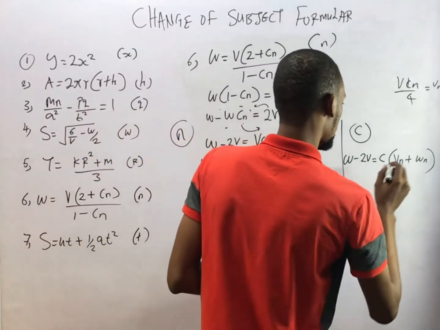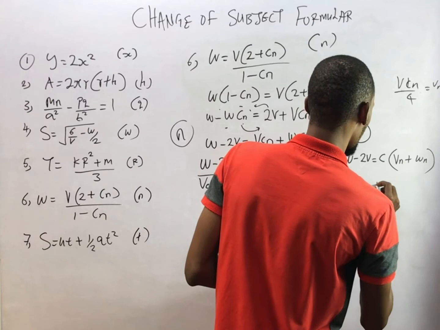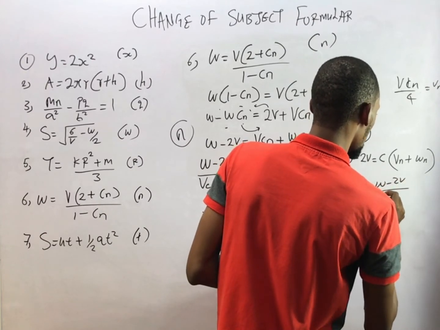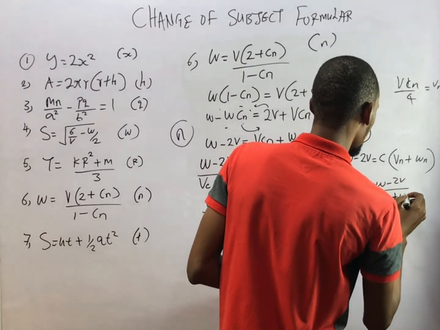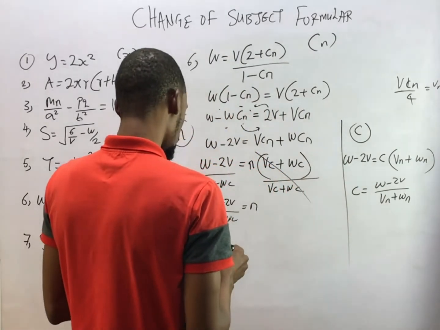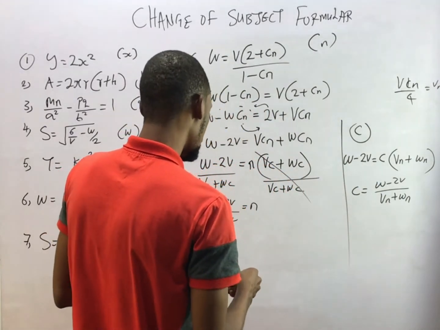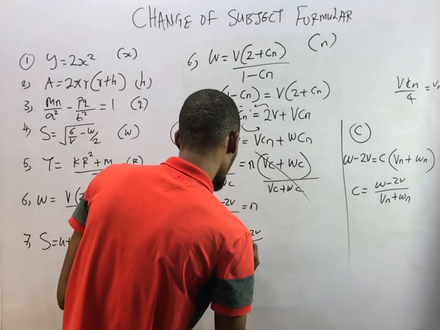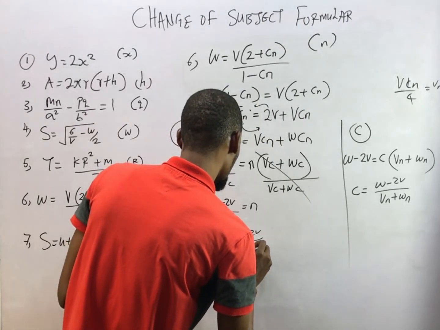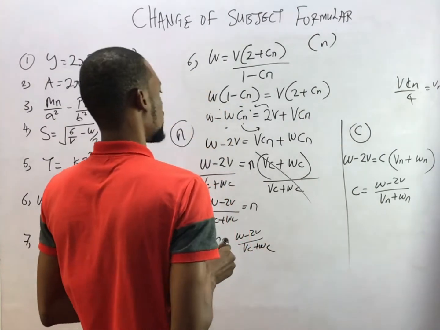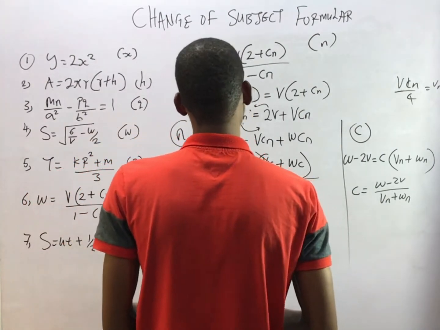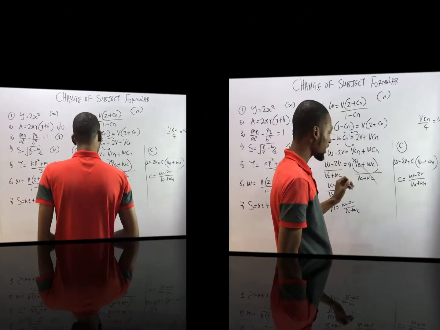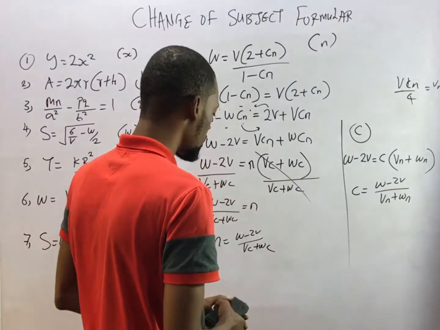Then here C will be equals W minus 2V over Vn plus Wn. So given that is it. So n is equals W minus 2V over Vc plus Wc. So that's the answer. We've made n subject formula. So now that you've taken a look at it, let me solve the 7th question.